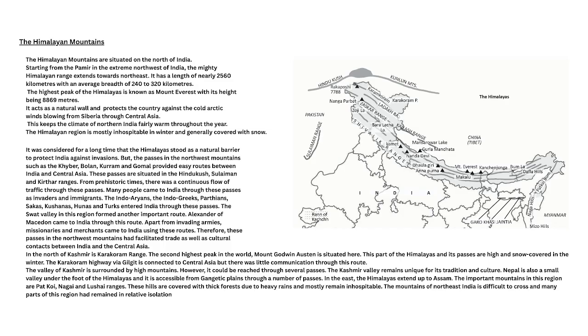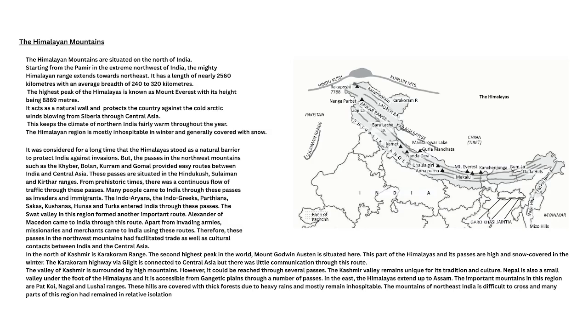8,869 meters. It acts as a natural wall and protects the country against the cold Arctic winds blowing from Siberia through Central Asia. This keeps the climate of northern India fairly warm throughout the year. The Himalayan region is mostly inhospitable in winter and generally covered with snow. It was considered for a long time that the Himalayas stood as a natural barrier to protect India against invasions.